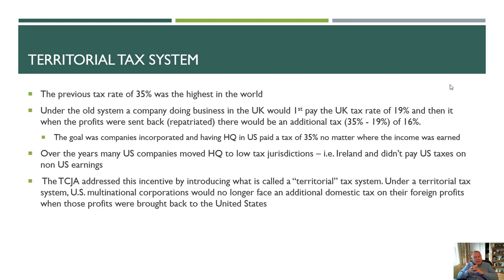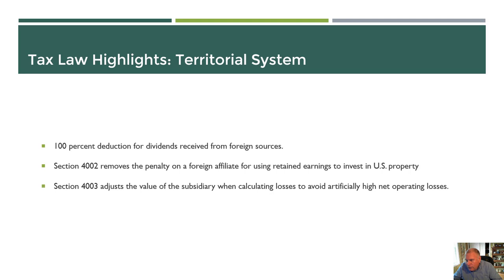The Tax Cuts and Jobs Act addressed this by creating a territorial tax system. And what that is saying is that U.S. multinationals will no longer face an additional domestic tax when they remit the profits in cash back to the U.S. Okay, so that's a huge, huge difference. And the intent is to try to bring more funds back to the U.S. for investment. So we still have the 100% deduction.